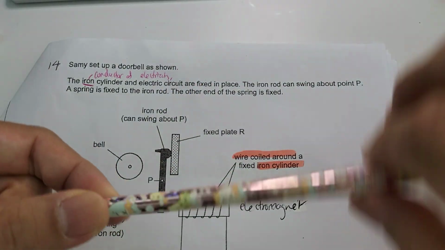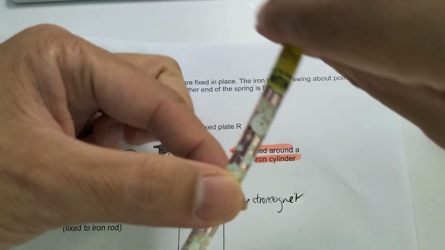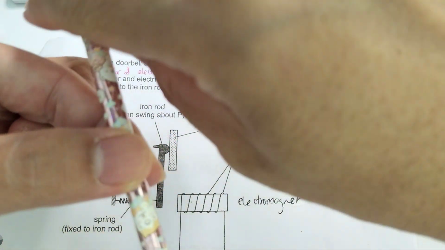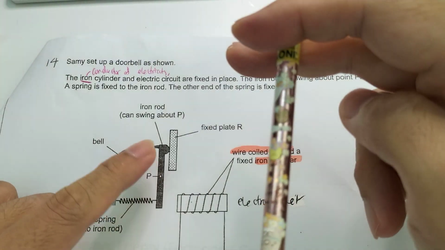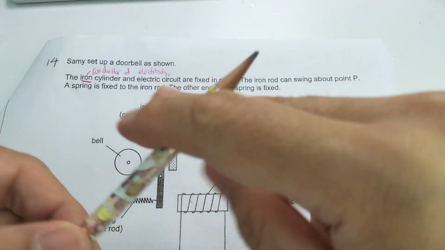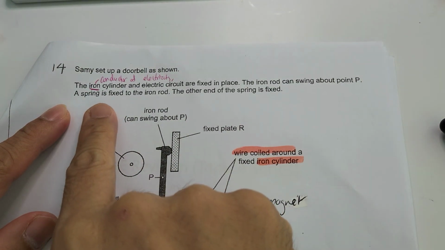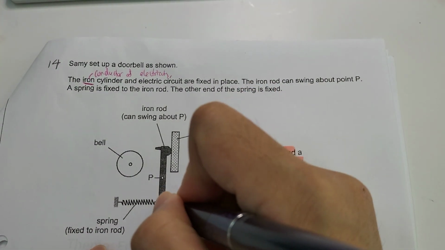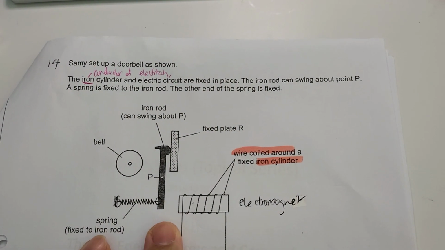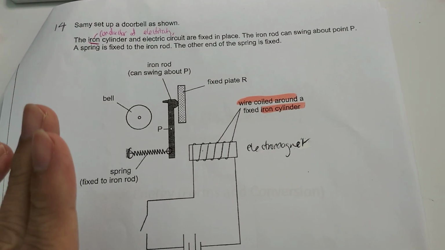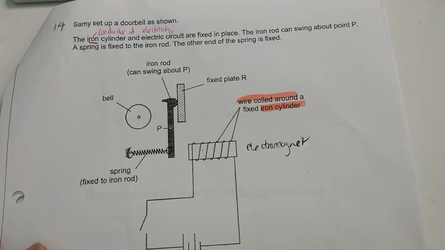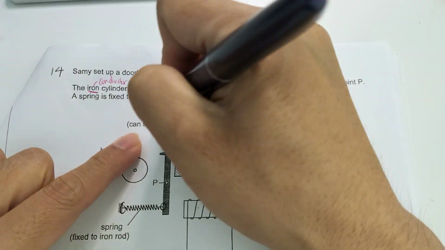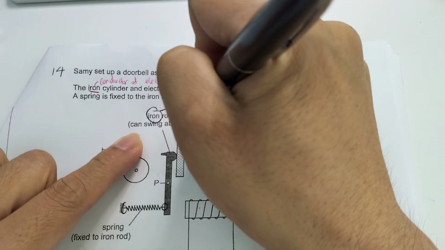That's the idea. So this is like my point P. It swings about here, like this. My pencil is like the iron rod, swinging like this. So the spring is fixed to the iron rod. Fixed means this part is fixed, this part is fixed. So the spring can be compressed or can be stretched. And it's iron again. Iron means it's a conductor of electricity. It's also a magnetic material.